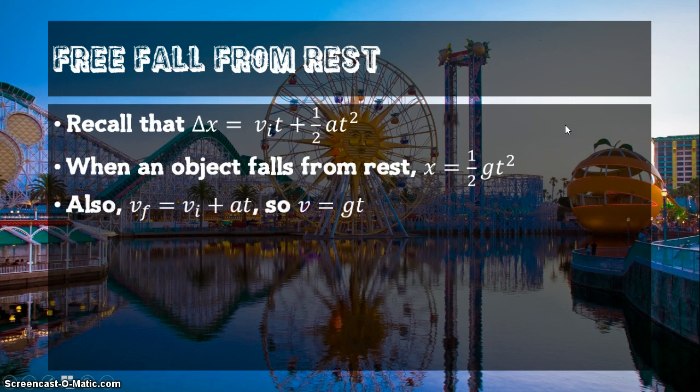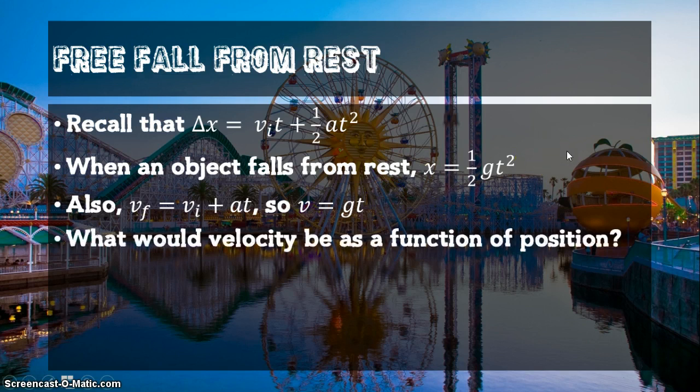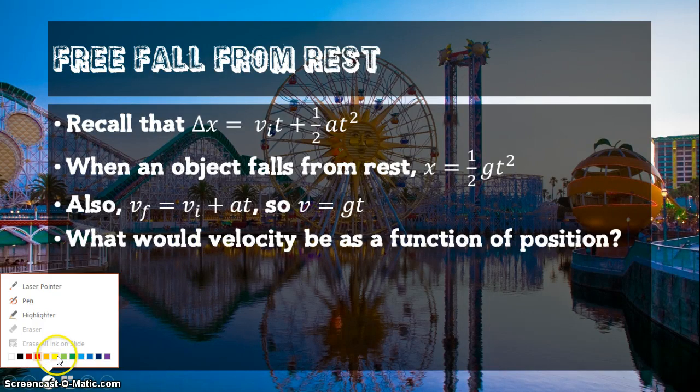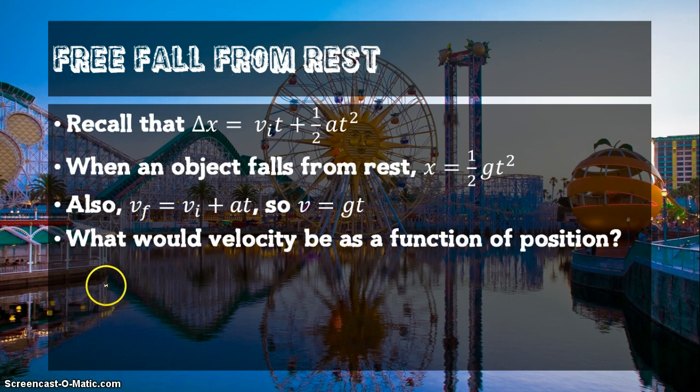We also know that the final velocity is equal to the initial velocity plus a t, again acceleration being g. So since initial velocity is 0, our velocity at a certain time is v equals g t. So let's try to find velocity if we don't know the time, but rather if we know the position. So what's velocity in free fall as a function of a certain position? We know that, again, v equals g t.